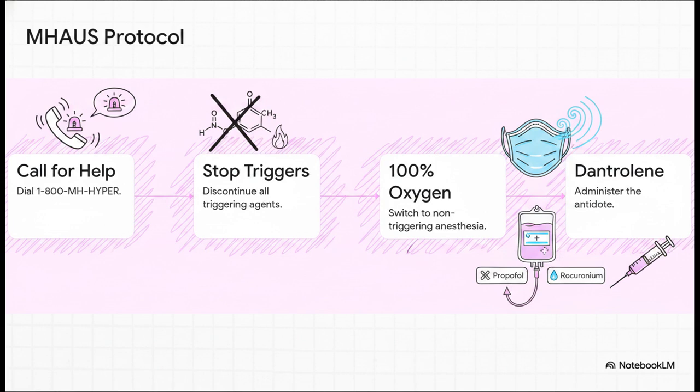First, call for help immediately. Somebody needs to dial 1-800-MH-HYPER. Second, the anesthesia provider must discontinue all triggering agents right that second. Third, switch to 100% oxygen and non-triggering anesthesia. Just remember, safe drugs for an MH patient include propofol and non-depolarizing NMBAs, like rocuronium. And fourth, you prep to administer the absolute life-saving antidote, dantrolene.